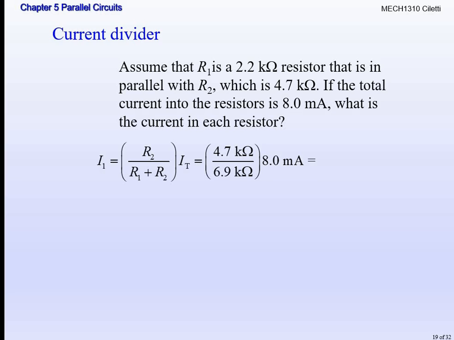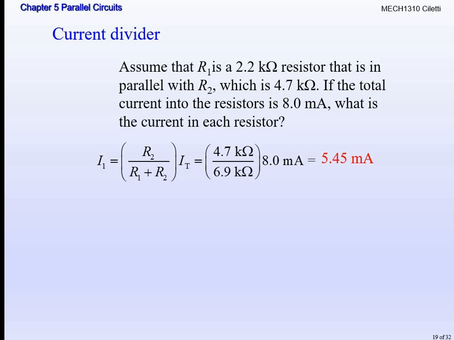And I give you the total current is 8 milliamps. What's the current for each resistor? So if we find I1 first, it's going to be R1 divided by R1 plus R2 times IT. So 4.7 divided by 6.9. 6.9 is 2.2 plus 4.7. All right. So 4.7 divided by 6.9 times 8 milliamps. Remember, 8 milliamps is 0.008. All right. And we should be able to get that current through I1 is 5.45 milliamps.